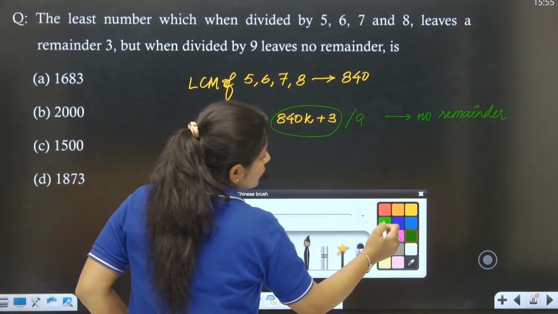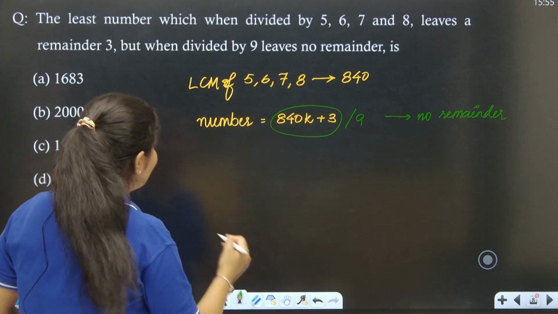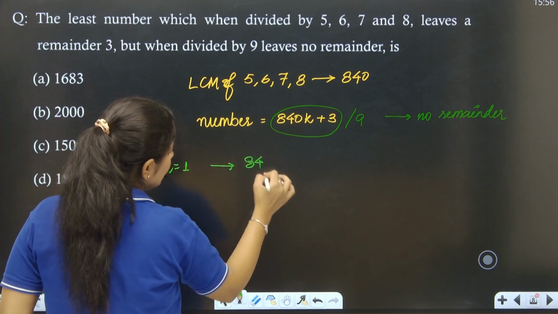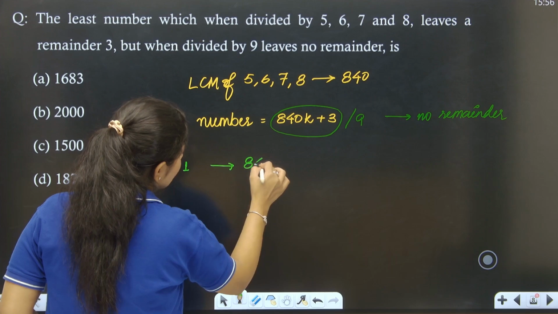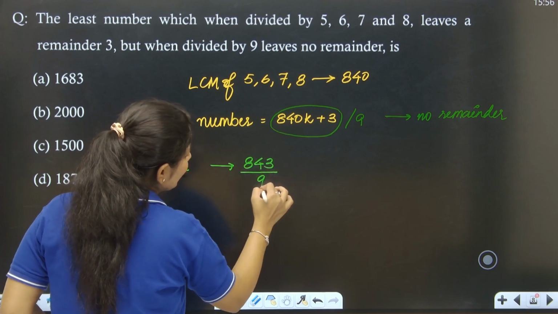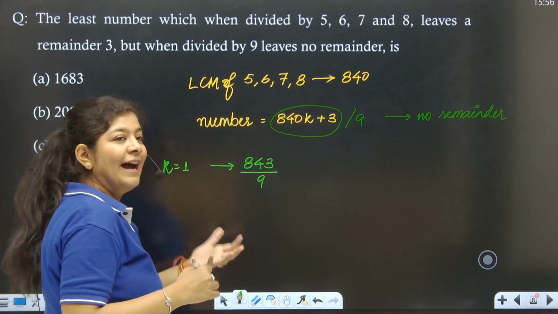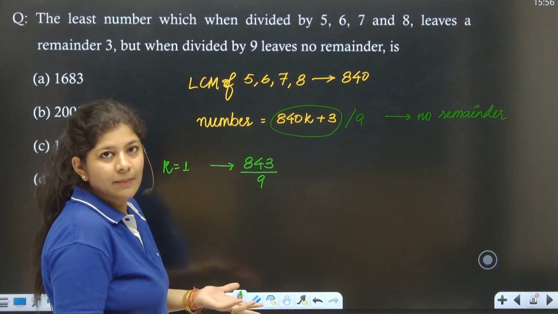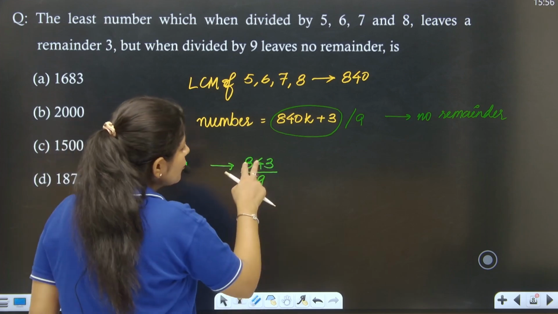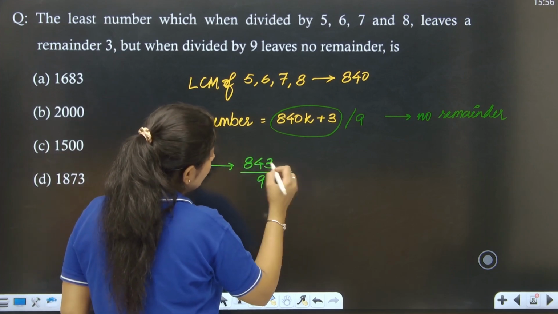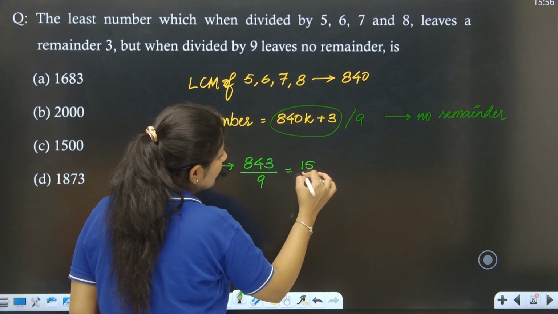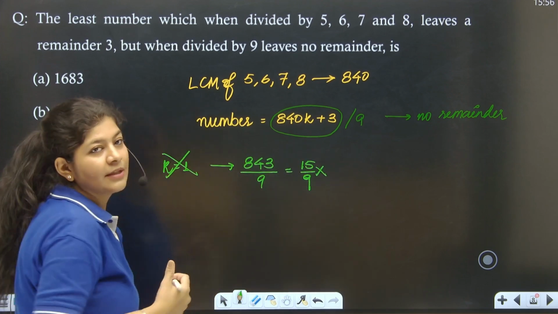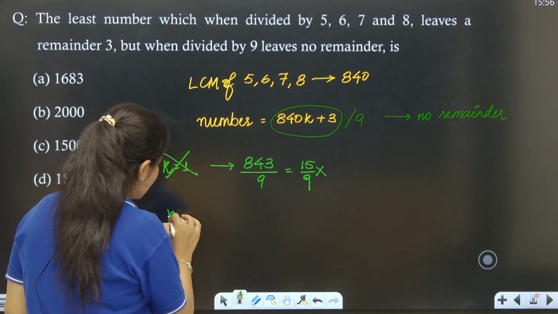So we start putting in values of k. When we put k equals 1, the number becomes 843. When I divide 843 by 9, are we getting it? The rule of 9 says that if the sum of the digits is divisible by 9, then the number is also divisible by 9. Here we are getting 12 plus 3, that is 15. 15 by 9, no, that means this value is not correct. Now we need to put k equals 2.